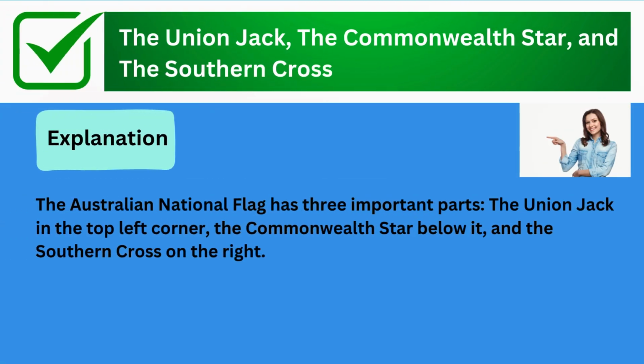The correct answer is the Union Jack, the Commonwealth Star, and the Southern Cross. Explanation: the Australian national flag has 3 important parts: the Union Jack in the top left corner, the Commonwealth Star below it, and the Southern Cross on the right.